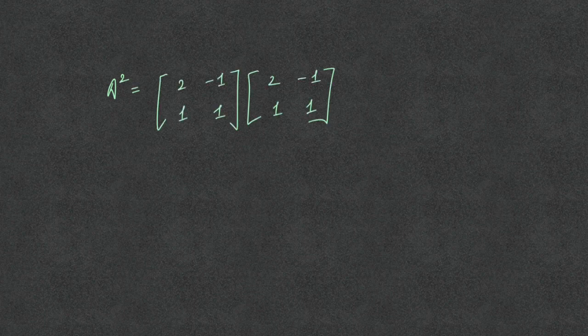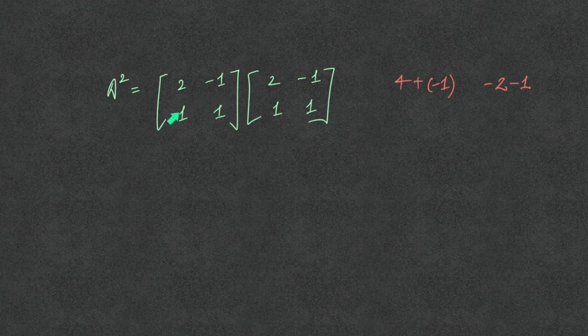Doing row column multiplication, row 1 will multiply with column 1. So 2 into 2 will give us 4 plus minus 1 into 1 will give us minus 1. This is the first entry. Second entry, this 2 will multiply with this minus 1, so minus 2. And this minus 1 will multiply with this 1, so minus 1 here. Second entry.